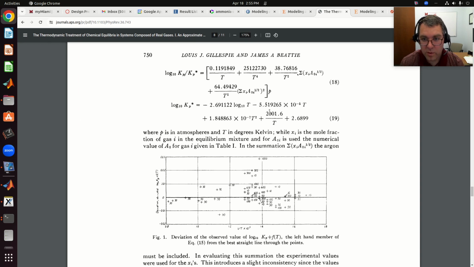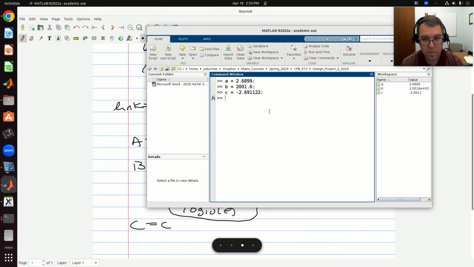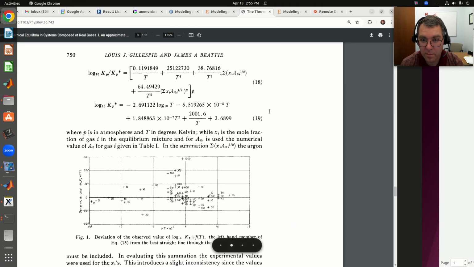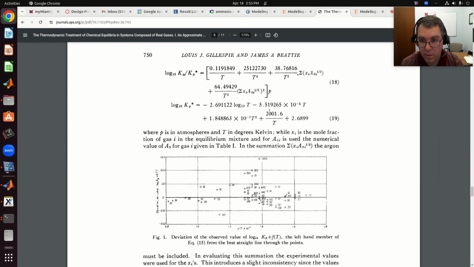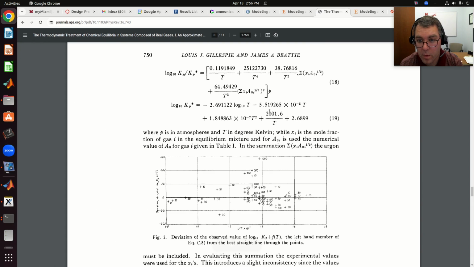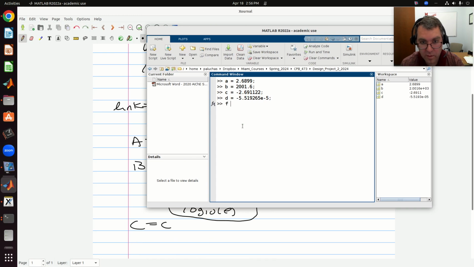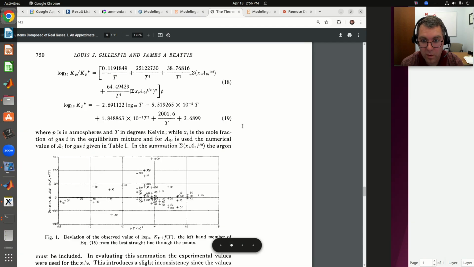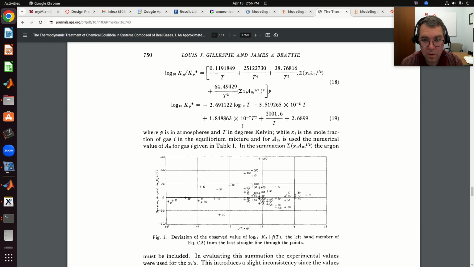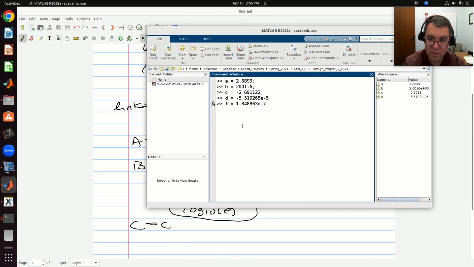D is this one, so D is equal to negative 5.519265 e to the negative 5. And then F is this one. F is equal to 1.848863 e to the negative 7.